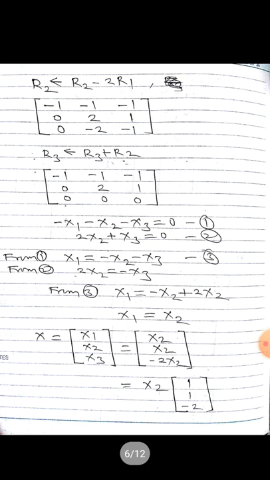Again we interchange R1 and R3 to get unit element for the first row. Minus 1 minus 1 minus 1, minus 2 0 minus 1, 0 minus 2 minus 1 after interchanging R1 and R3. Next, we perform R2 becomes R2 minus 2 R1. So R1 as it is, minus 1 minus 1 minus 1. R2 becomes 0 2 1. R3 0 minus 2 minus 1 as it is.